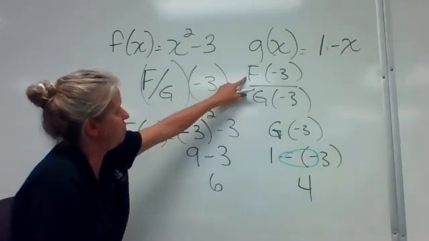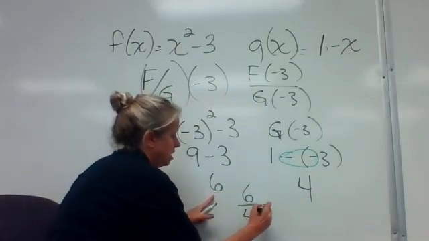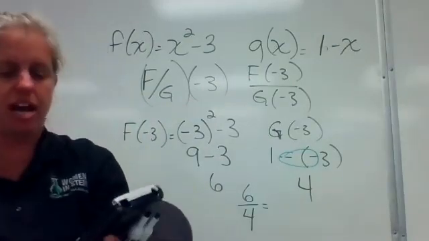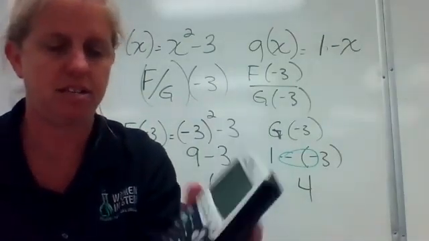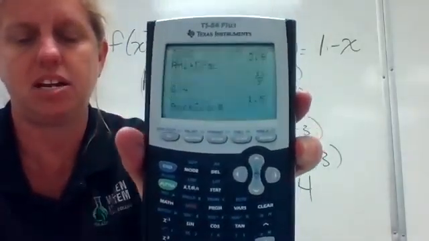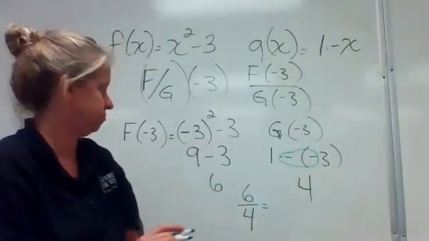And it wants me to put my f answer over my g answer and reduce it. So if I put 6 over 4 in my calculator and math enter that. So 6 over 4, enter, math, enter, it does reduce it to 3 over 2.